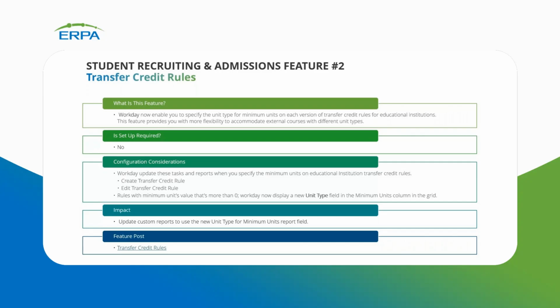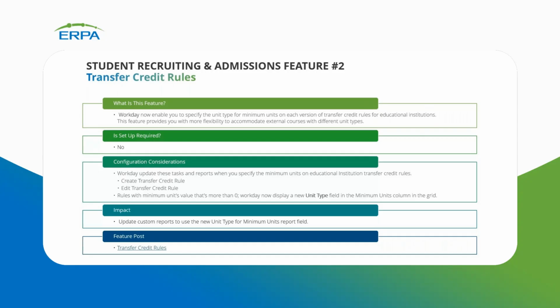That field is being added on the transfer credit rule business object, which will be used in custom reports. So again, it's recommended to update the custom reports to use the new unit type for minimum units report field.